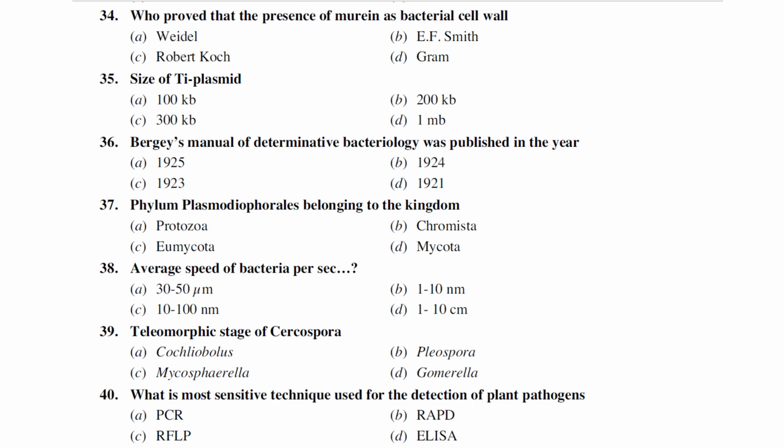Next one, who proved the presence of murein in the bacterial cell? Vidal, E.F. Smith, Robert Koch, or Graham. The first person who proved that the bacterial cell contains murein is Vidal. The size of the Ti plasmid is 200 kb.